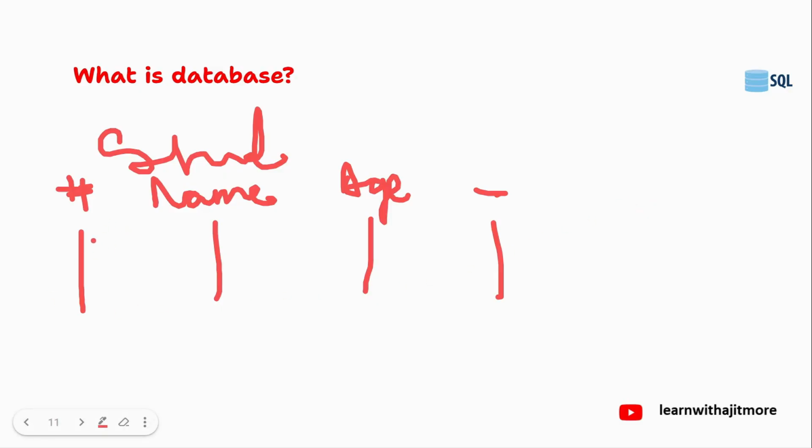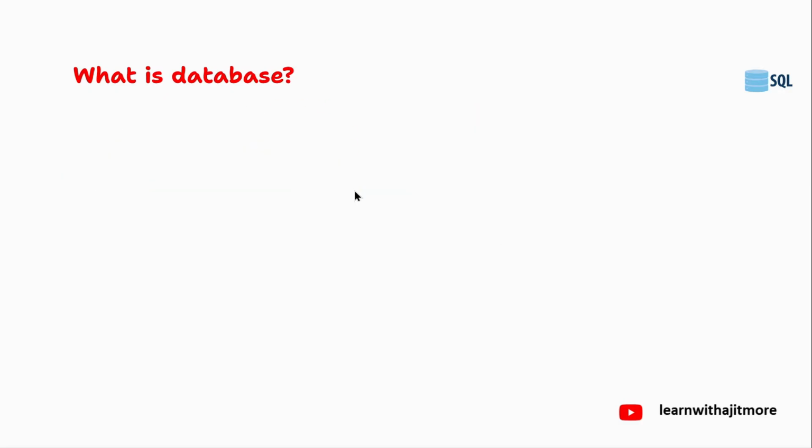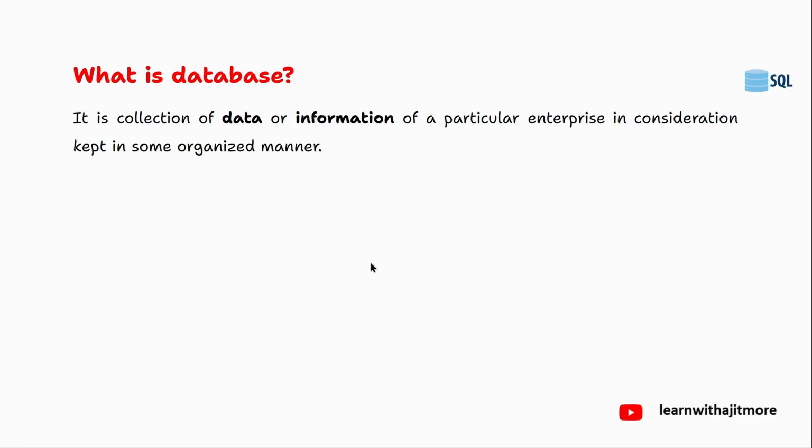So when the data of any enterprise is kept in some organized manner, then we call it a database. Get it? So database means what? Data only of any organization, but kept in a systematic, properly organized way. So database is a collection of data.